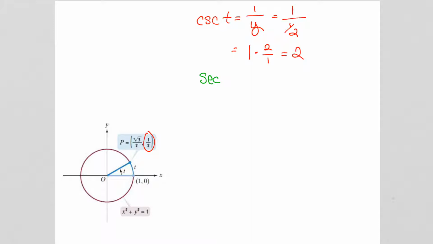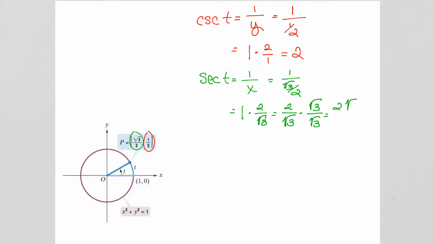Secant is 1 over x. So that's 1 over the square root of 3 over 2. Flip and multiply, and we've got 2 over square root of 3. Again, we can't have the root 3 on the bottom, so that gives us 2 root 3 over 3.